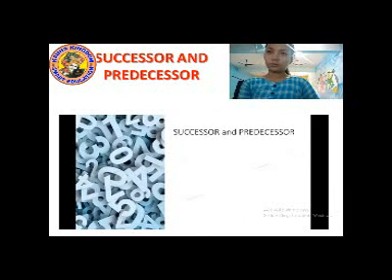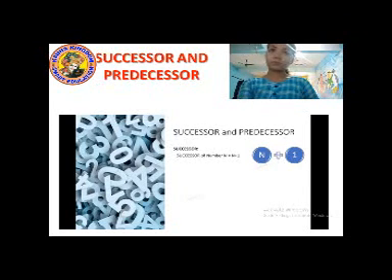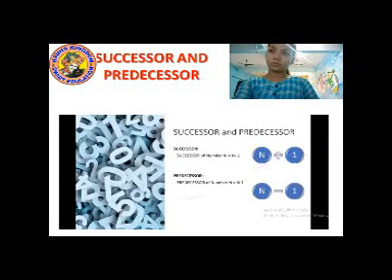So, how to write the predecessor and successor of the given numbers? It is so simple. To find the successor of a number, add 1 to that number. If the number is n, then the successor of the number n is n plus 1. To find predecessor of a number, subtract 1 from that number. So, predecessor of number n equal to n minus 1.